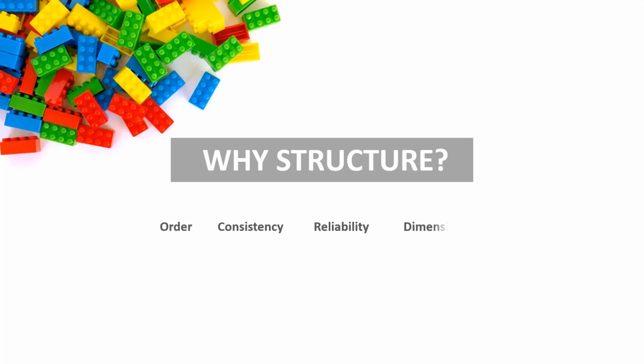So what is structure and why is it such a key consideration when building spreadsheet models? Well, we could boil down structure to mean the overall organization or architecture of a model. It's what we build into a spreadsheet to give it order and consistency and reliability, and another key factor for scalable models, which is dimensionality.